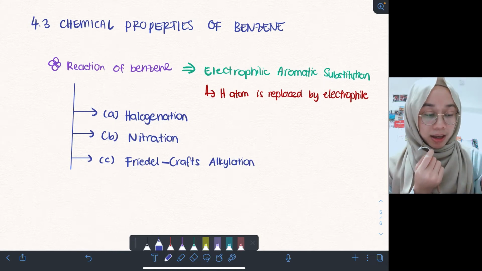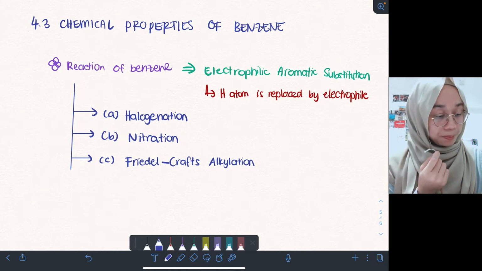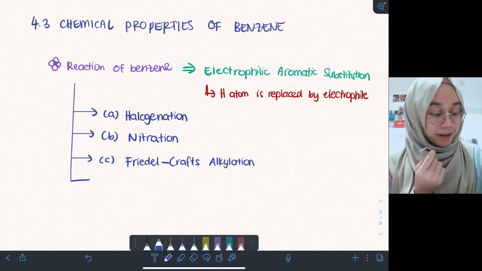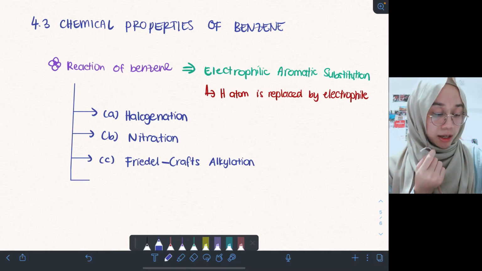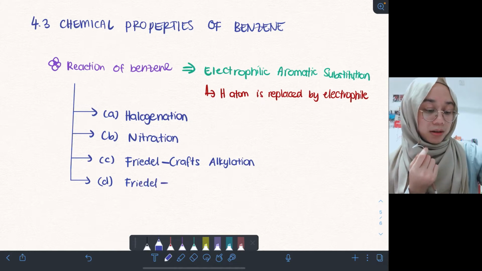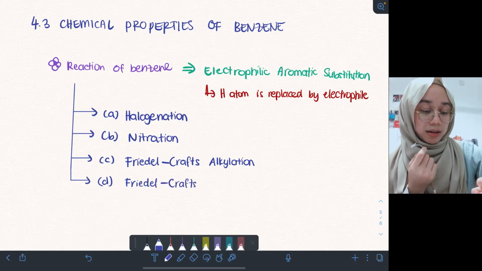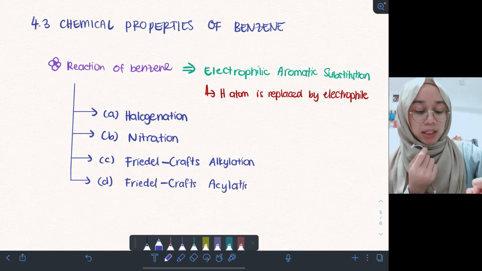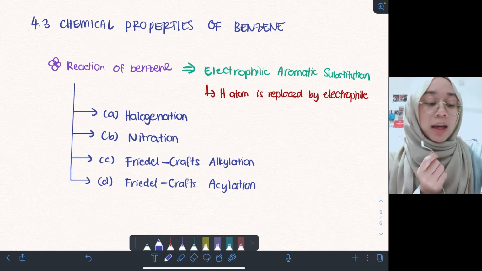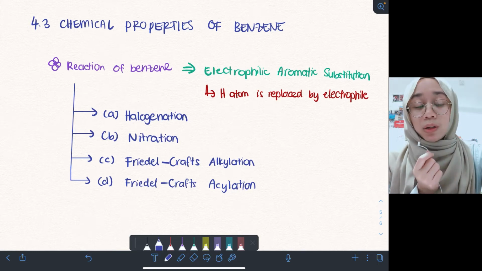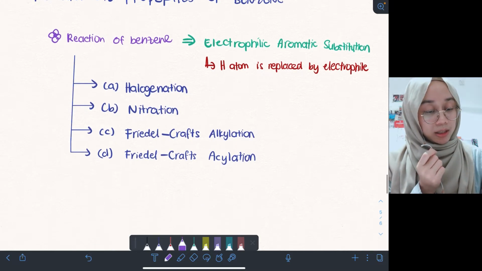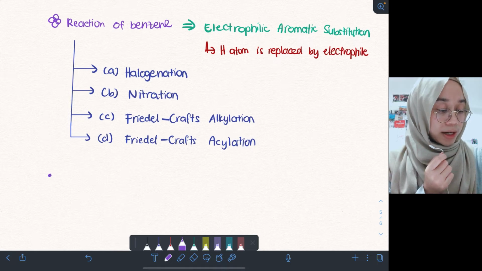And then last kali. So last kali ni pun adalah daripada Friedel-Crofts punya reaction juga. Yang ni pula kita panggil sebagai Friedel-Crofts acylation. So kalau acylation bermaksud acyl group yang akan masuk ganti kita punya H nanti. Jadi macam saya cakap tadi, untuk chemical properties of benzene ni dia ada dua sebenarnya. One is reaction of benzene, another one is reaction of alkyl benzene.